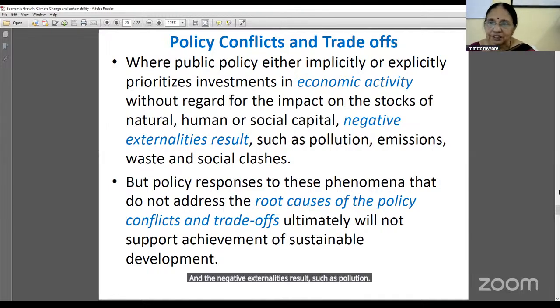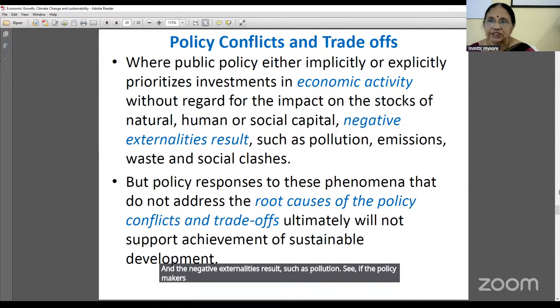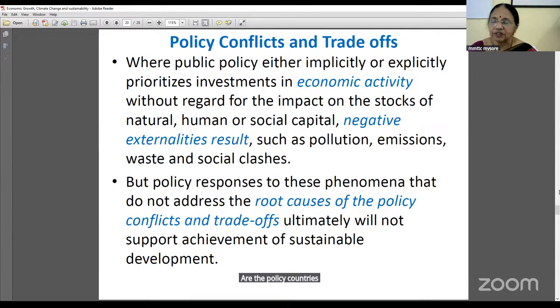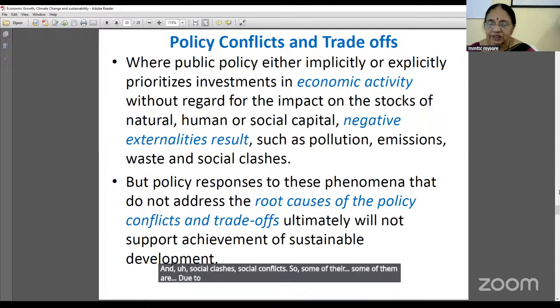See, if the policymakers are not taking into consideration the trade-offs or the policy conflicts, it will lead to what are called negative externalities. Pollution is one of the negative externalities, along with emissions and waste and social clashes, social conflicts. So some of them are due to the policy conflicts. What this says is that policymakers should take into consideration whether a policy is having any negative externality or negative impact.